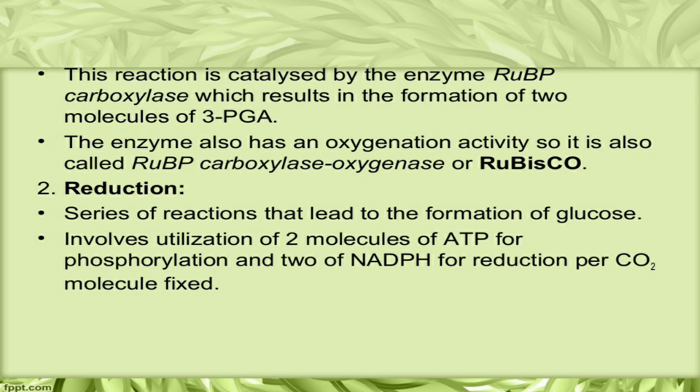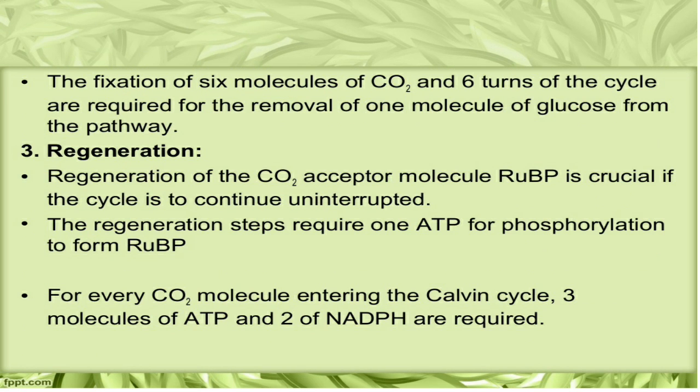Second step of the dark reaction, that is the reduction. Series of reactions that lead to the formation of glucose involves utilization of 2 molecules of ATP for phosphorylation and 2 molecules of NADPH for the reduction per carbon dioxide molecule which is fixed. The fixation of 6 molecules of carbon dioxide and 6 turns of the cycle are required for the removal of 1 molecule of glucose from the pathway.